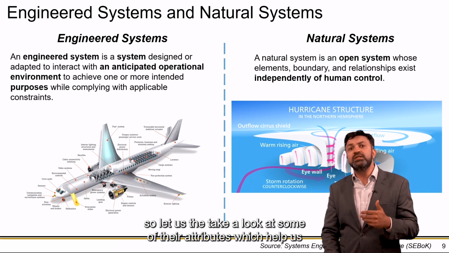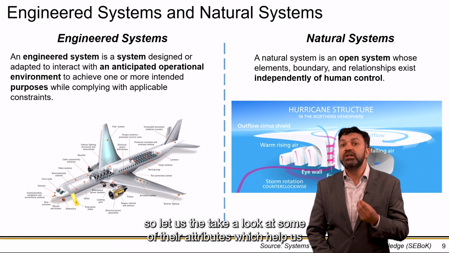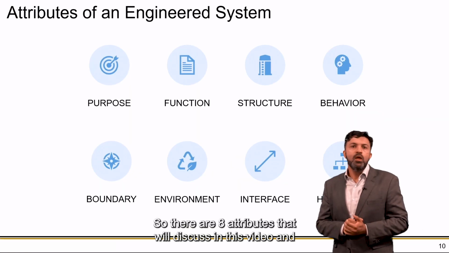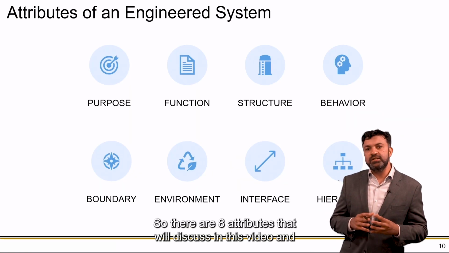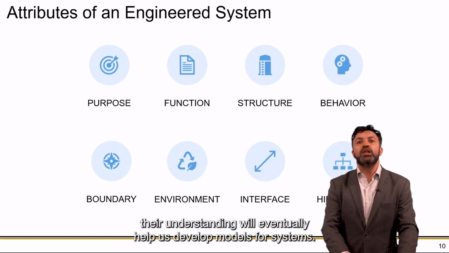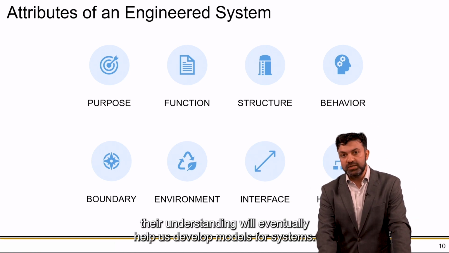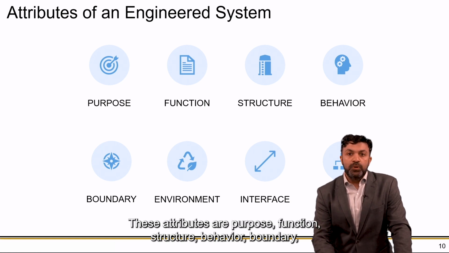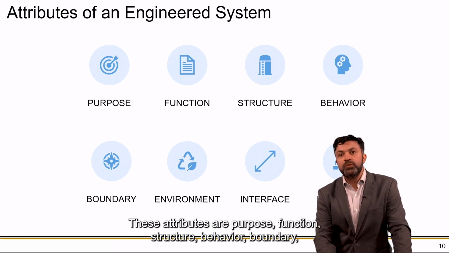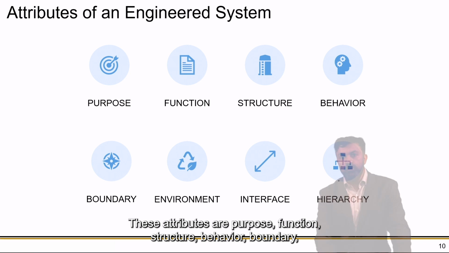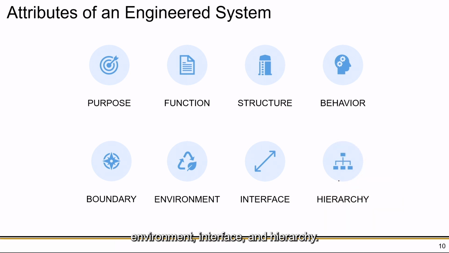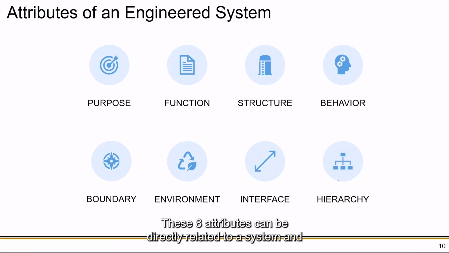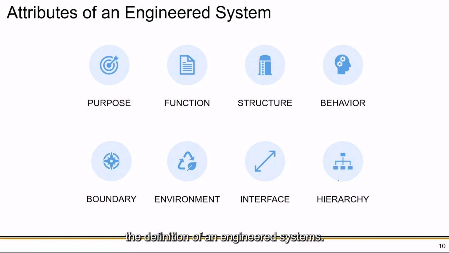So let us take a look at some of the attributes which will help us study these systems. There are 8 attributes that we will discuss in this video, and their understanding will eventually help us develop models for systems. These attributes are purpose, function, structure, behavior, boundary, environment, interface, and hierarchy. These 8 attributes can be directly related to a system and the definition of an engineered system.